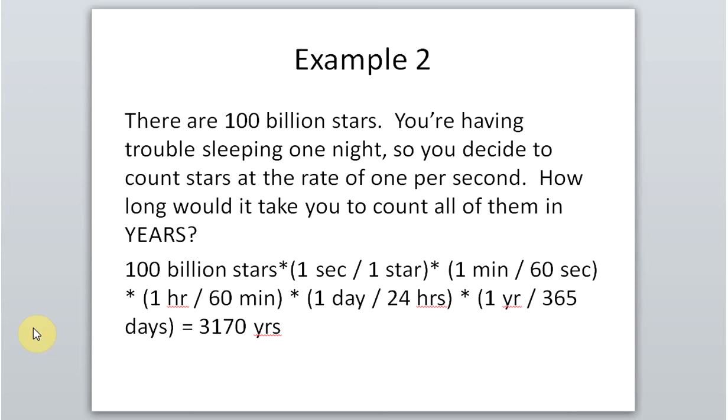So next we'd convert seconds into minutes. We know that 1 minute has 60 seconds, so we'll put the seconds in the denominator to cancel. And then we'll multiply that times 1 hour is 60 minutes to cancel out the minutes. And then 1 day is 24 hours to cancel out the hours. And then we know that 1 year is 365 days to cancel out the days. So if you wanted to count every single star at a rate of 1 star per second, it would take you 3,170 years. That's a long time. I don't think you're going to make it.